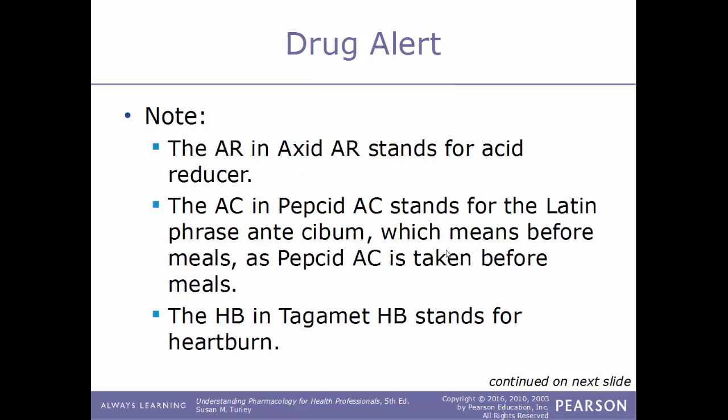And some quick notes about the lettering that you'll find after the trade name of the drug. In the trade name Axid AR, the AR actually stands for acid reducer. The AC in Pepcid AC represents a Latin phrase, ante cibum, which means before meals, since Pepcid AC must be taken before a meal. And the HB in Tagamet HB stands for heartburn.